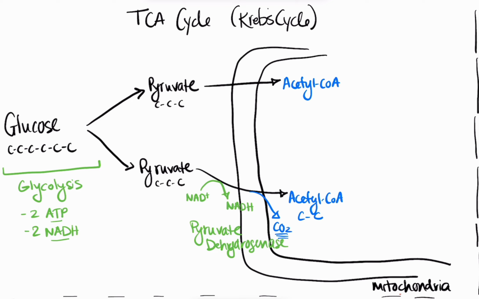This is the first time we've talked about carbon dioxide. It's the first step in glucose metabolism where we produce one of our final end products, which will be carbon dioxide. So this 2-carbon acetyl-CoA has the capacity to join the TCA cycle within the matrix of the mitochondria.